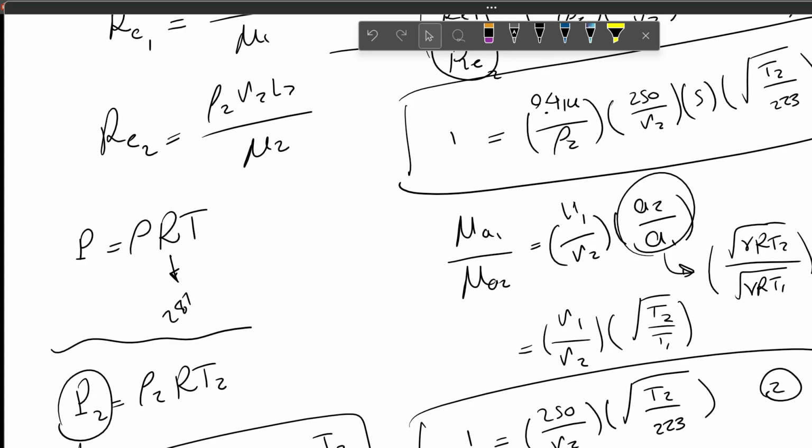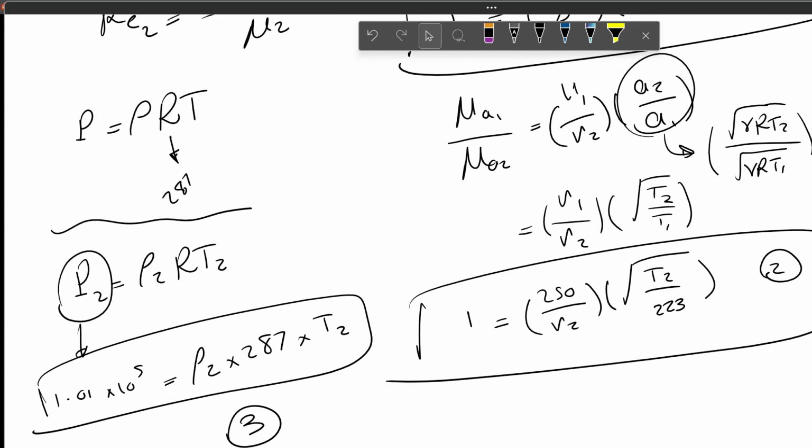What are the 3 unknowns? Velocity, temperature, and density. What is the value of each? Temperature is 169.67, so T2 has to be 169.67 kelvins. The velocity is 217.3 meters per second. The density is 2.074 kilograms per meters cubed.